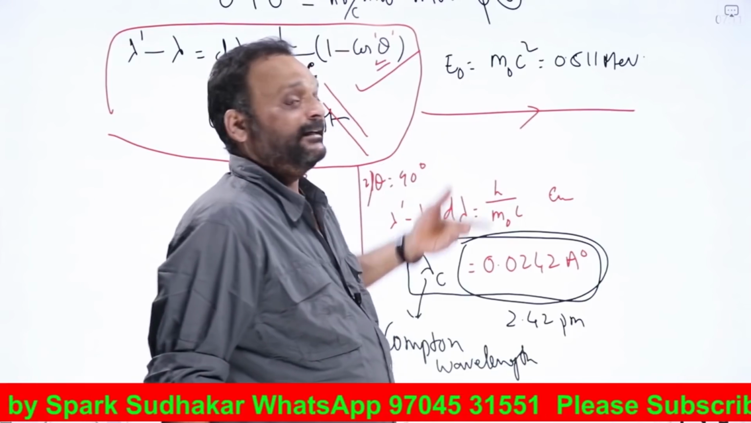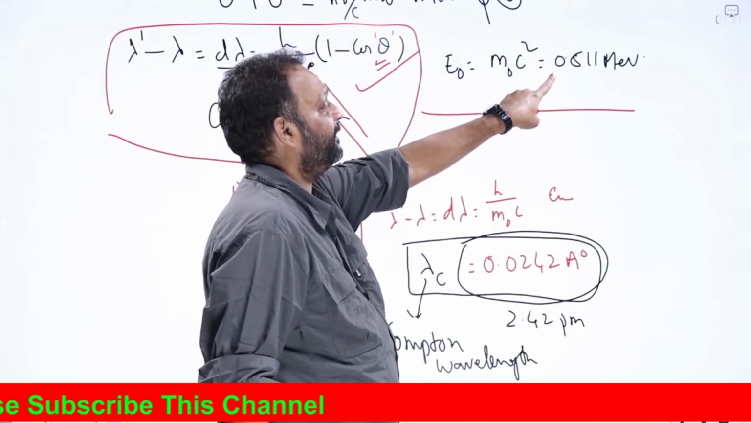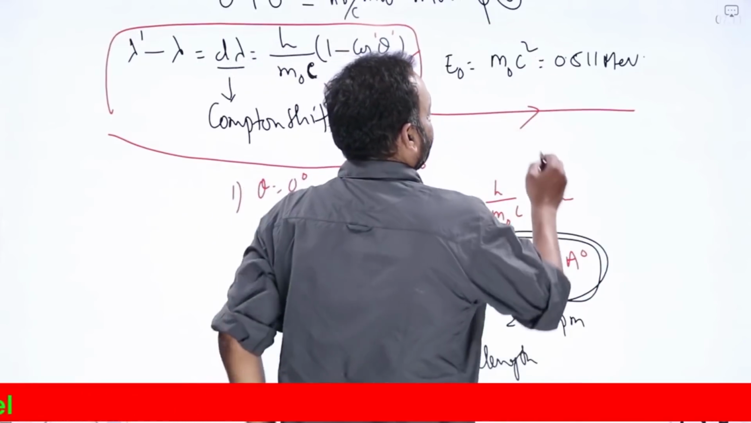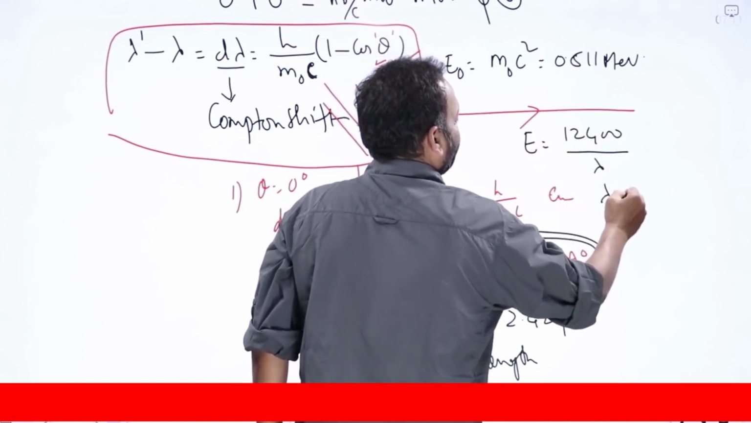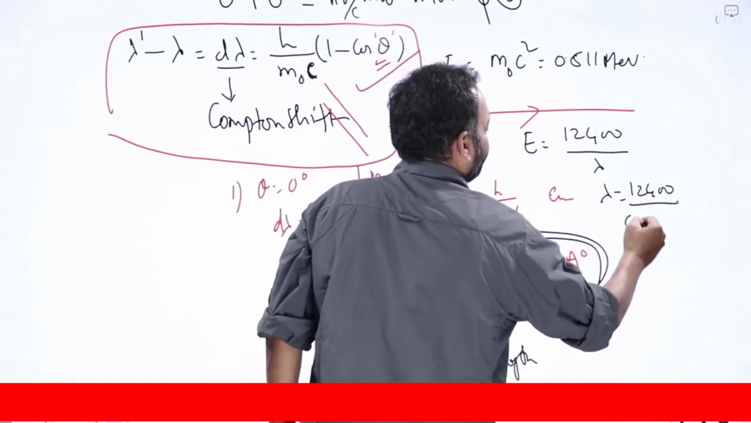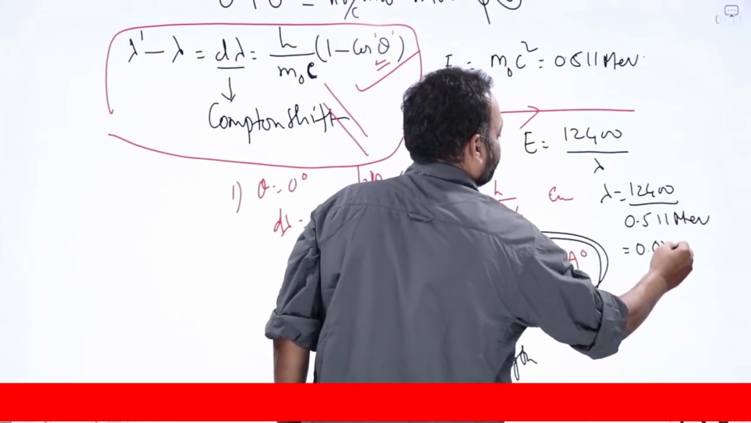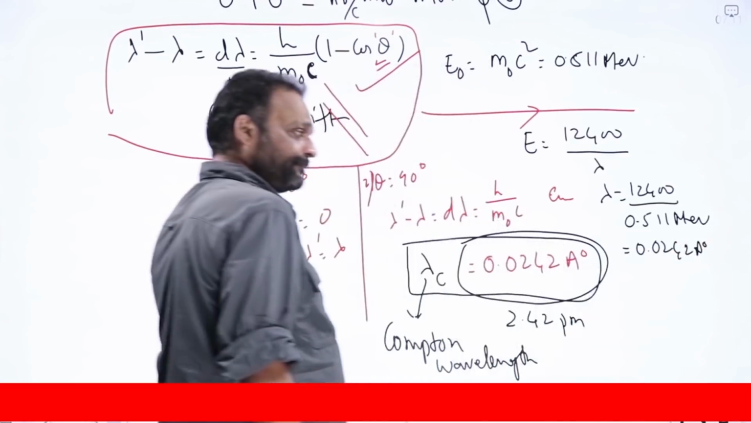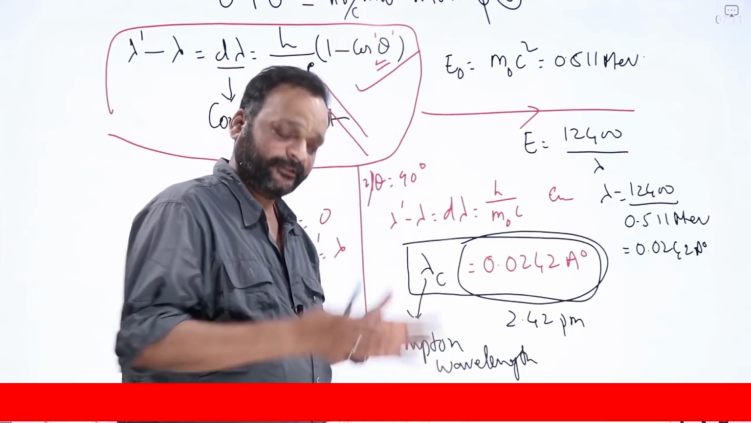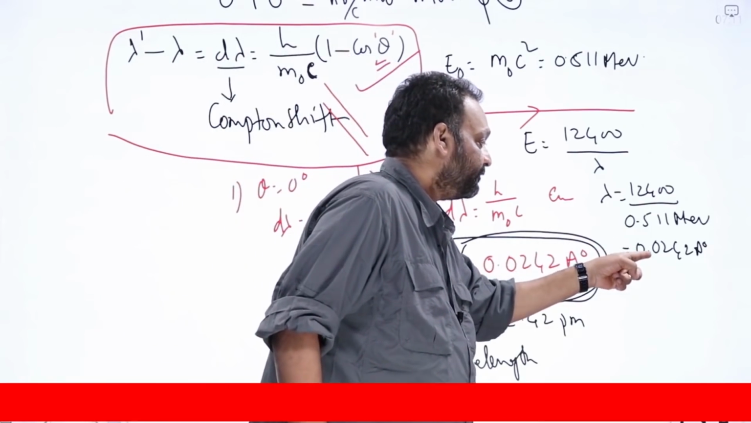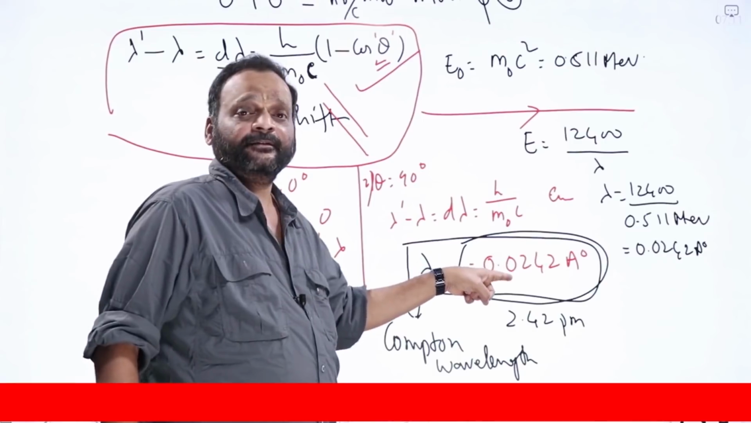What form will that energy be in? It will be in the form of radiation. What is the wavelength of the radiation whose energy is 0.511 MeV? We'll use the formula E equal to 12,400 by lambda. Lambda equal to 12,400 by 0.511 million electron volts, and if I simplify, I'll get 0.0242 angstroms. That is the wavelength of the photon emitted if somebody smashes an electron completely, though it is impossible. That is found to be accidentally equal to the Compton wavelength. So that is the significance.